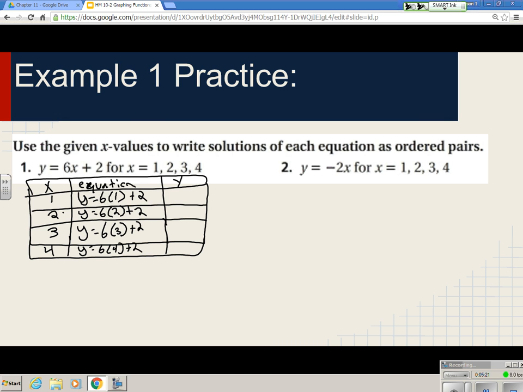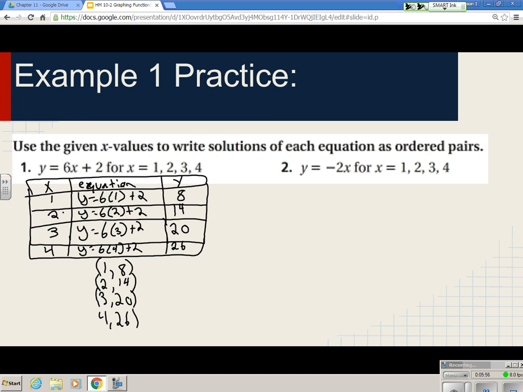Now we just got to solve the right side of the equation to see what y equals. 6 times 1 is 6, plus 2 is 8. 6 times 2 is 12, plus 2 is 14. 6 times 3 is 18, plus 2 is 20. And 6 times 4 is 24, plus 2 is 26. So our answer should be 1, 8, 2, 14, 3, 20, and 4, 26.